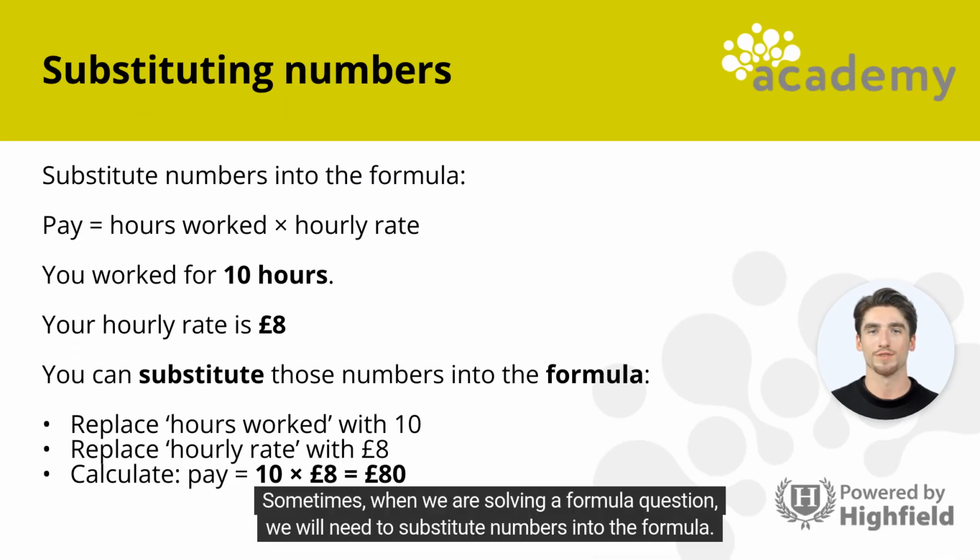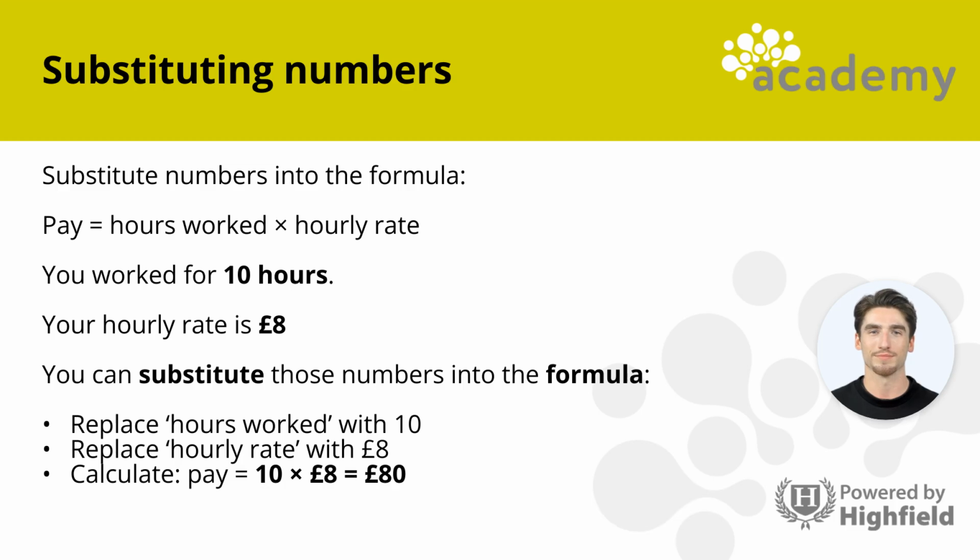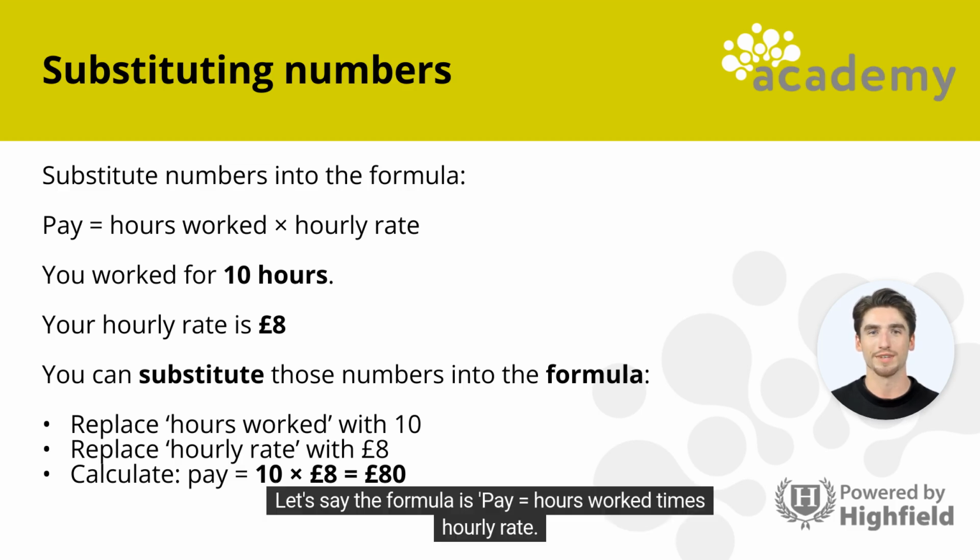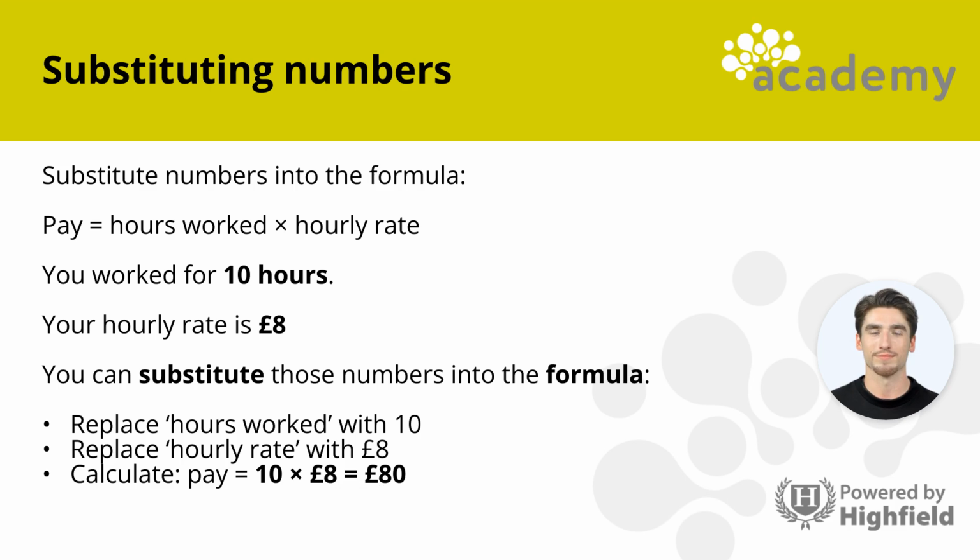Sometimes, when we are solving a formula question, we will need to substitute numbers into the formula. Let's say the formula is pay equals hours worked times hourly rate. You worked for 10 hours and your hourly rate is £8. You can substitute those numbers into the formula. First, replace hours worked with 10, then replace hourly rate with £8. Finally, calculate the pay. 10 times £8 equals £80.